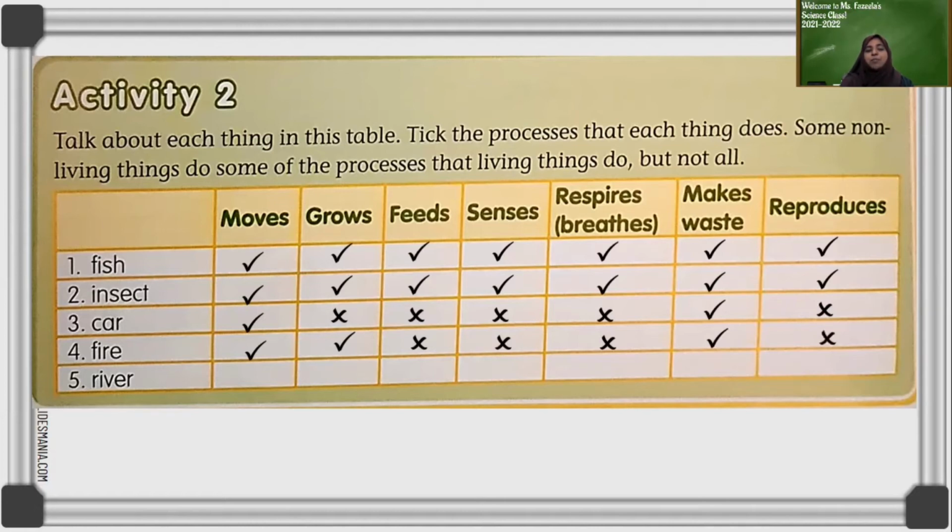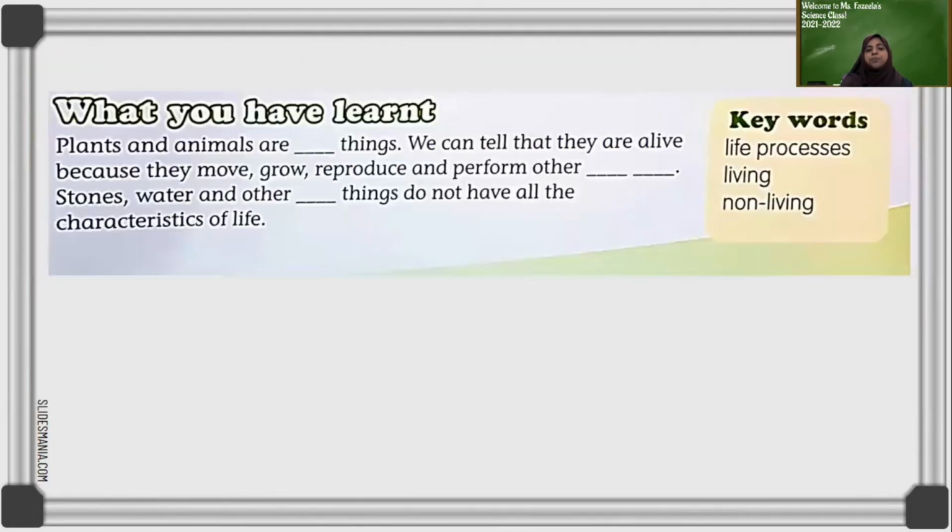No. What about the river? It moves? Yes. Does it grow? No. Does it feed? No. Does it sense? No. Breathe, make waste, reproduce? All these are no. Fine. So from this, we can see that fish and insect are living and all the other three are non-living, because some of their answers are not right. Now, what did you learn today?